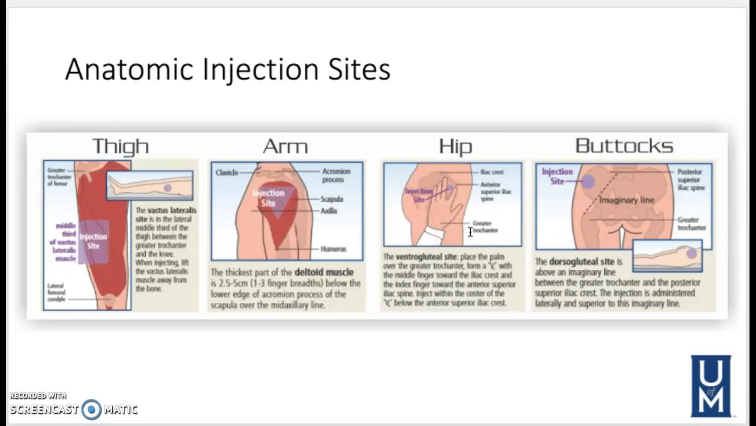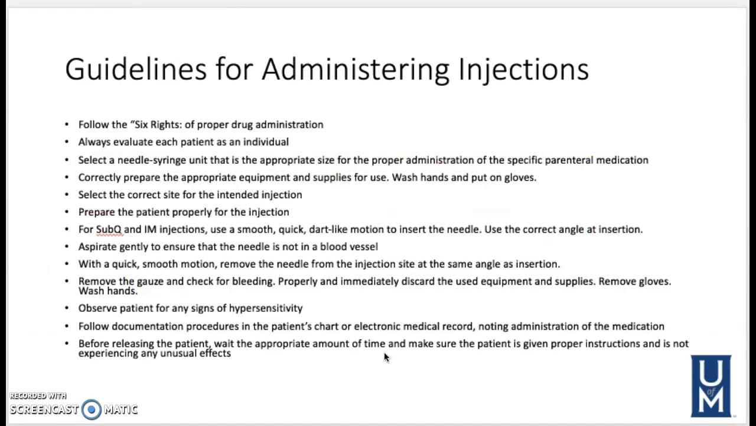Okay, so here is a picture of our injection sites. Here's our thigh, that vastus lateralis muscle. Our arm, this is our deltoid muscle. Our hip, you can see here how I was talking about you placing your hand on that greater trochanter with your fingers pointing up. That hip muscle, ventrogluteal site. And then our buttocks, the dorsogluteal site, that upper outer quadrant of the buttocks right there. So take a look at this because we will be practicing identifying the sites in class.